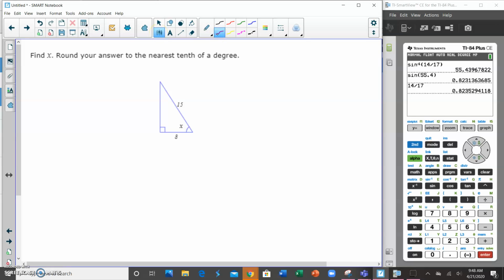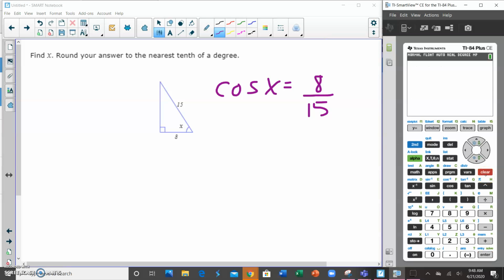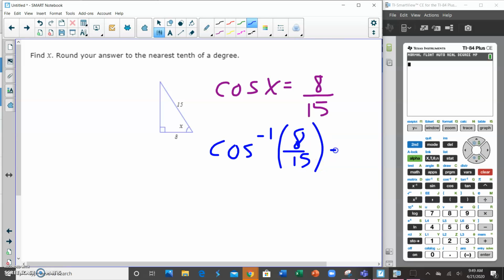All right, so the cosine of x is equal to 8 divided by 15. All right, so there's my equation. I'm trying to find the angle. So in order to find the angle, I have to switch the angle and the ratio. So when I switch that, I end up doing the inverse. So it's going to be the cosine inverse of 8 divided by 15 is equal to x.